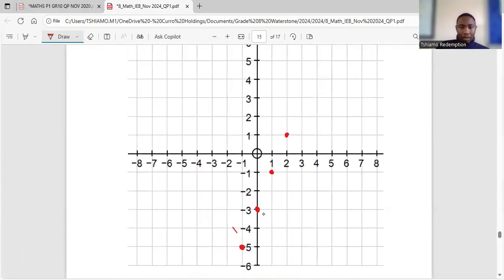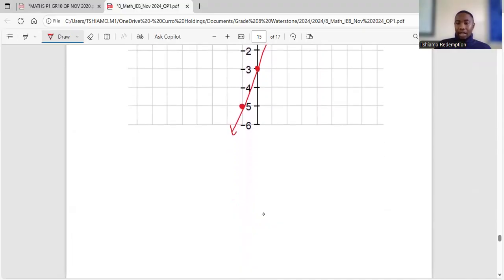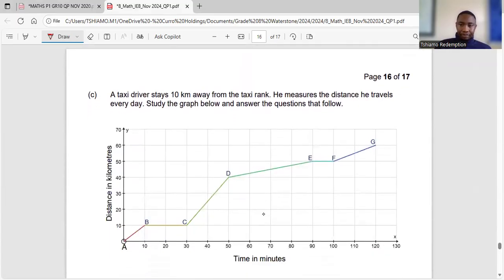Okay, so if I were to draw the graph now, something like that. And then always write the equation of your graph. So something like that, it has to be a straight line. Remember, it's a straight line graph. So connecting the points, if you have plotted everything correctly, it should add up to that. Okay, then let's do the last question.